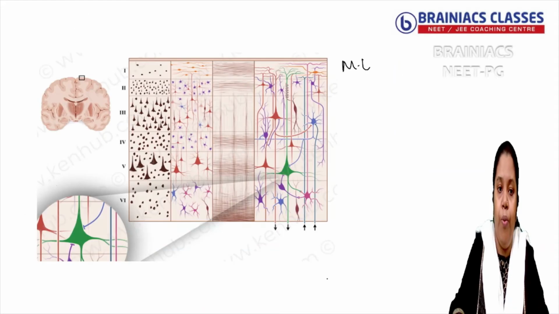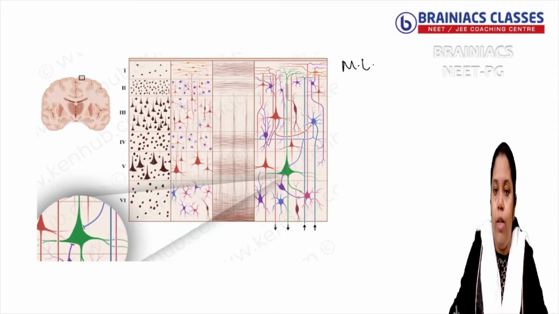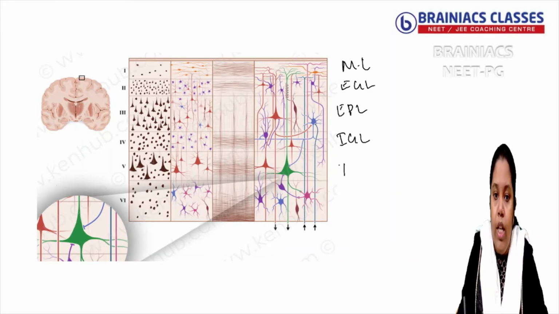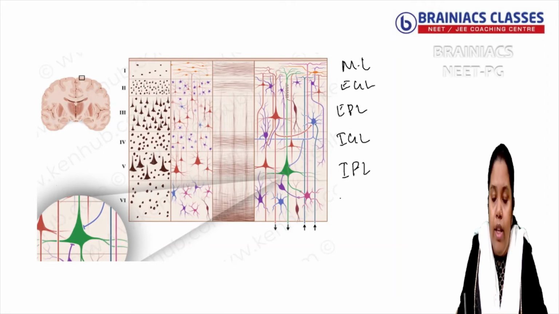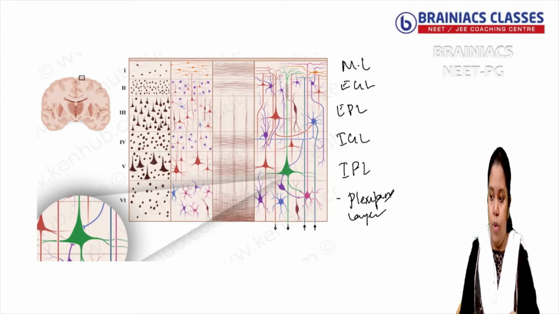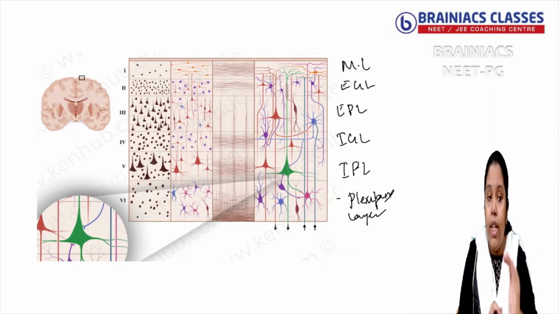So I'll show you. This is the first layer, that is the molecular layer. Then you can see the granules: external granular layer, external pyramidal layer. This is the internal granular layer, internal pyramidal layer, and this is the plexiform layer. So this is the layer of cerebellum. With this, we have completed the nervous system.